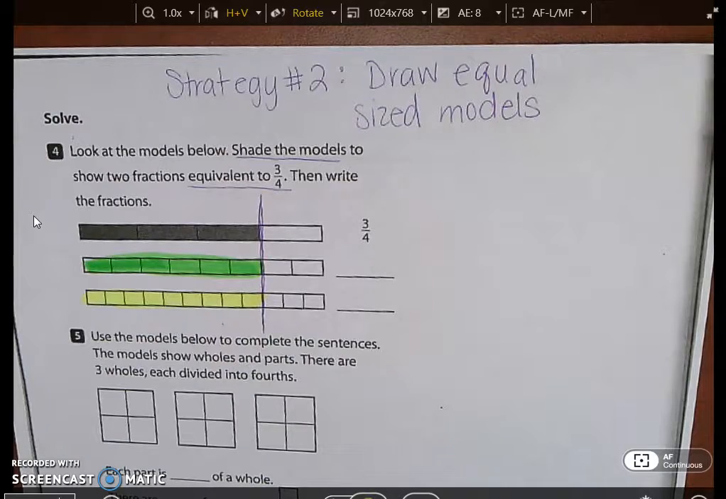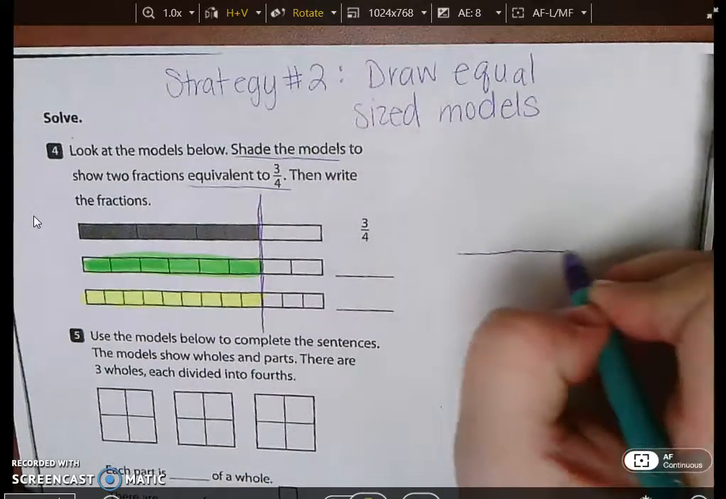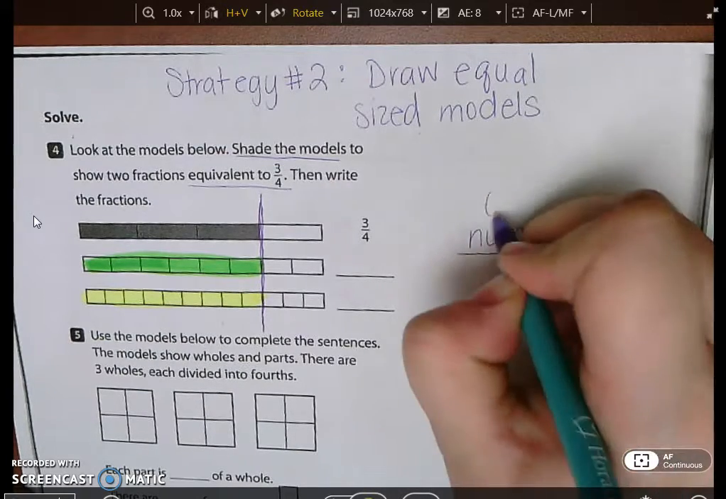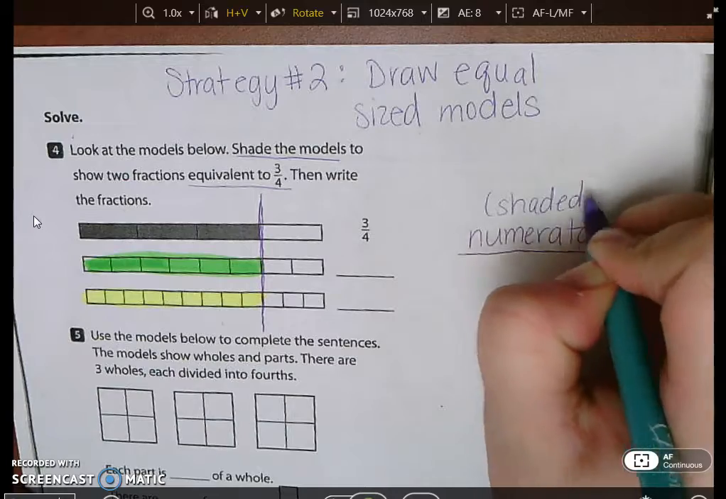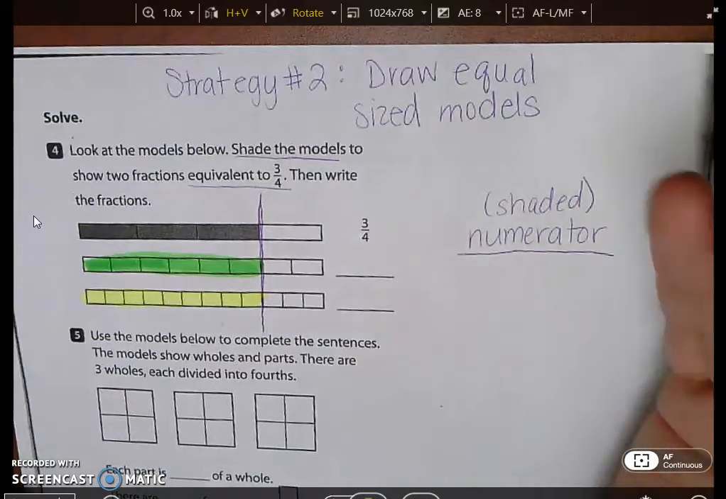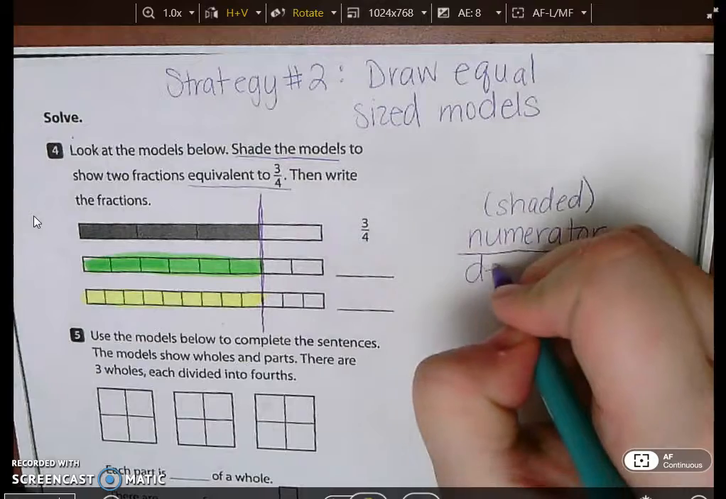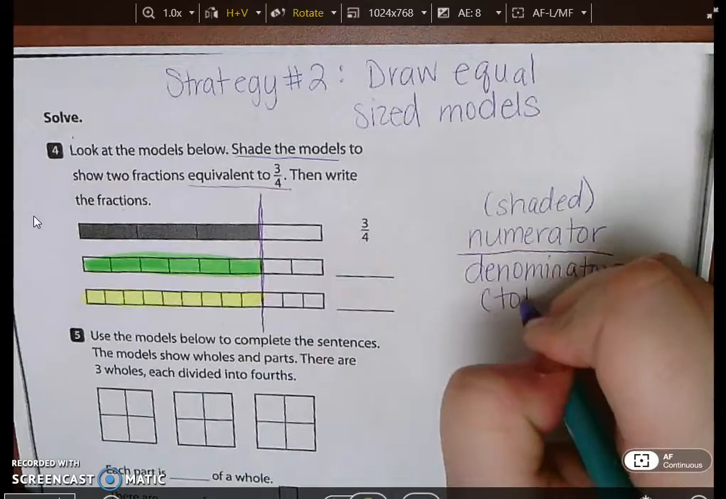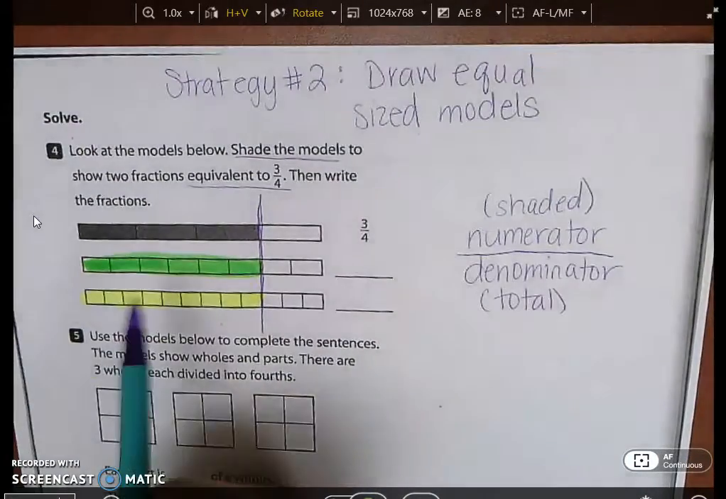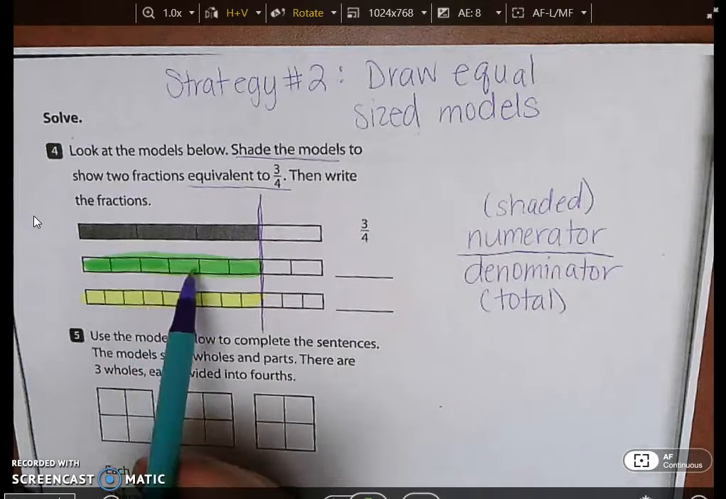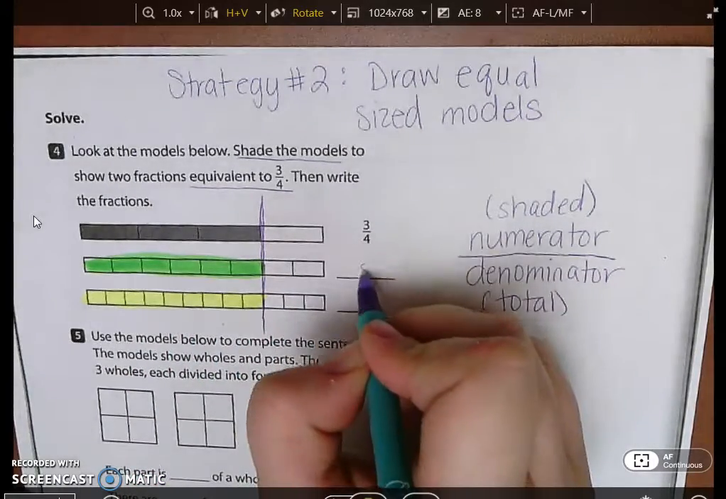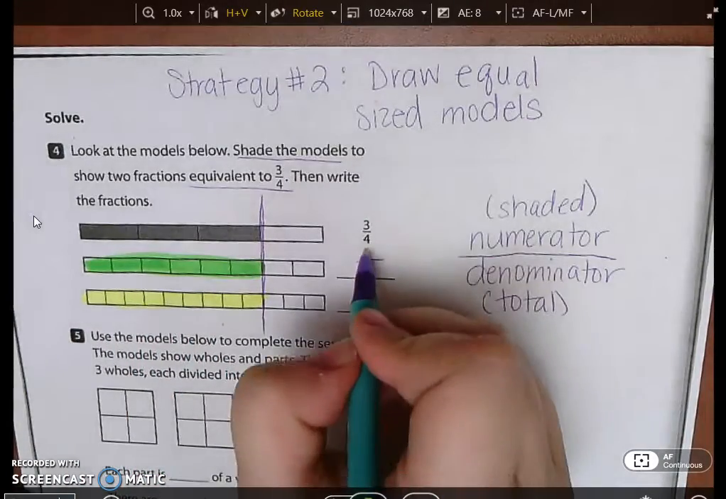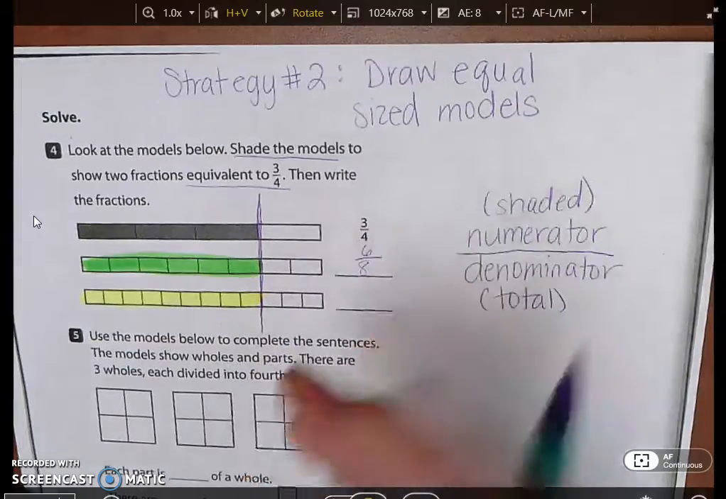So now I've got to figure out my fraction. So remember, we've got our numerator, that top number. That's the shaded number. That's the number of squares or circles or whatever we're talking about that's shaded. And then I've got my denominator, which is the total number. So if I look here, my total number is 1, 2, 3, 4, 5, 6, 7, 8. And then the number that's shaded is 1, 2, 3, 4, 5, 6. So 6/8 is equal to 3/4.